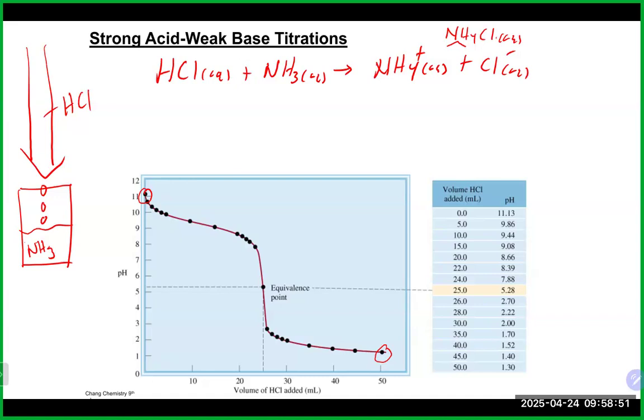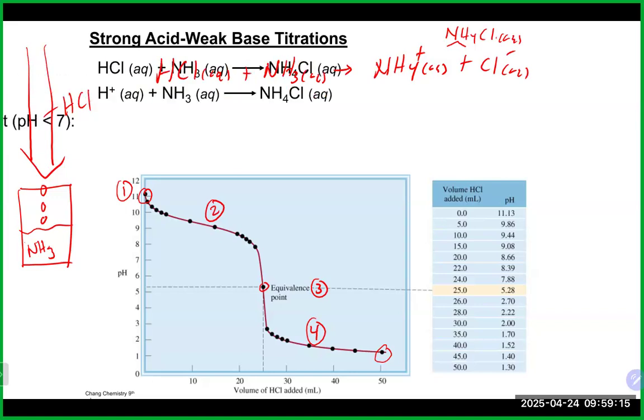There are still really the same four parts of this titration curve as the others: before we begin, before the equivalence point, at the equivalence point, and once again, past the equivalence point. So just like we did with the other ones, we're going to talk about what's happening at each of these points, so hopefully you'll understand what's going on. Let's start with the first part, which is before we start the titration.